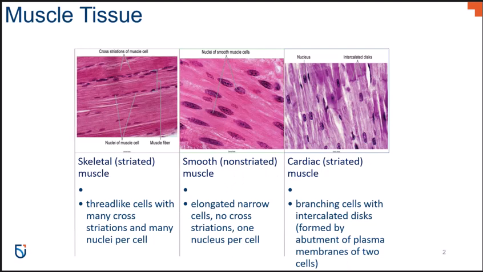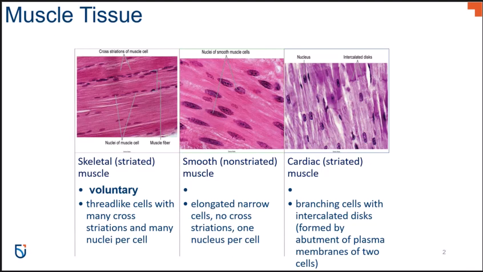Skeletal muscle cells are voluntary. This means that you have control over the muscle contraction. Now remember that when we talk about muscle cells, we can call them muscle fibers. And skeletal muscle possesses these thread-like cells that have, as I already mentioned, many of those striations, which we can call cross striations. There's also many nuclei found per cell, and you can see the groupings of nuclei found here.